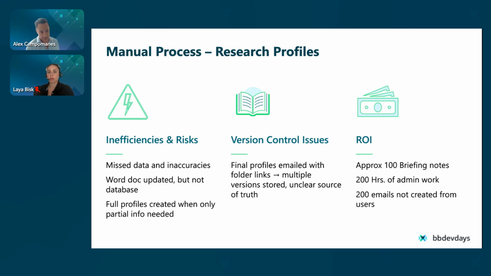So in terms of return on investment, we felt that we would have approximately 100 briefing notes per year. It was about 200 hours of admin work, and it would also reduce emails by another 200, which, multiplied by the number of minutes, is more hours of saved time.